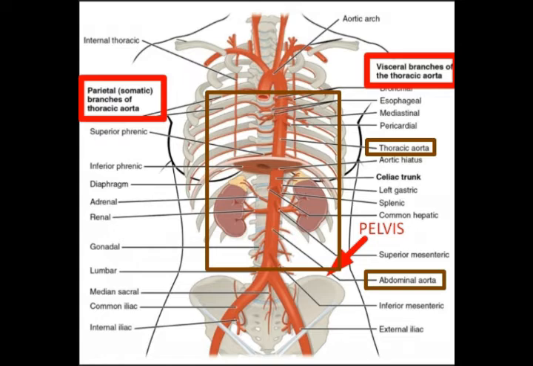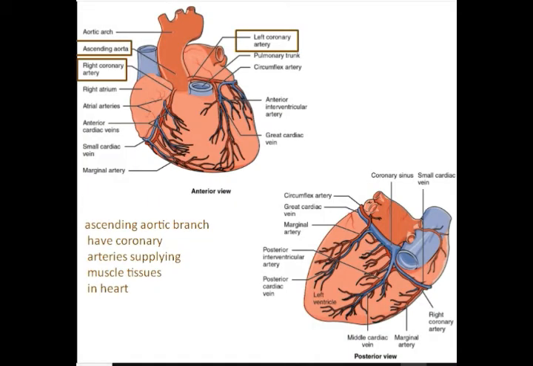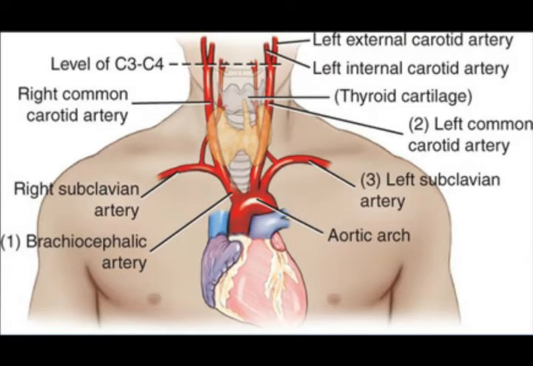Well, there are many branches of the aorta, and many smaller branches branch off from the aorta. The ascending aortic branches include the coronary arteries that supply blood to muscle tissues in your heart. The aortic arch branches include the brachiocephalic trunk, which branches into the right subclavian artery that supplies the right arm, and the right carotid artery that supplies the brain and right side of the head and neck. The left subclavian artery supplies your left arm and the back of your brain, while the left carotid artery supplies your brain and left side of the head and neck.